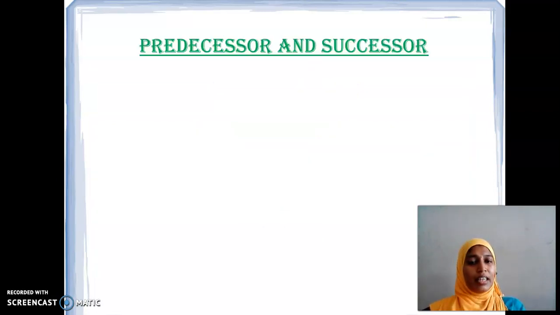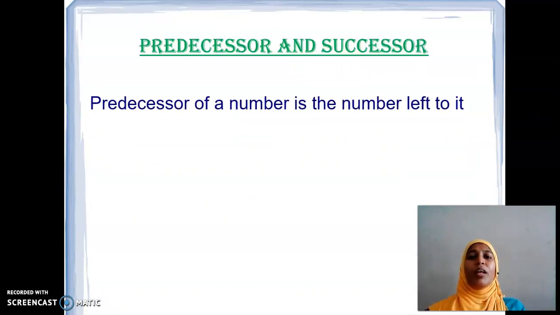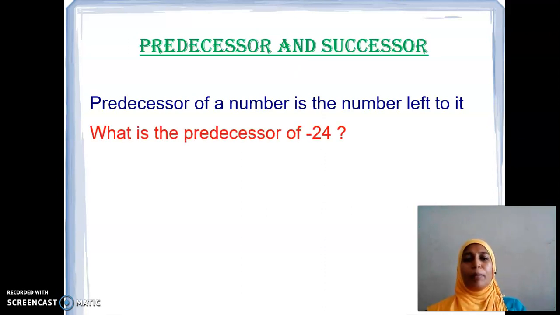Now, let us learn about predecessor and successor. Predecessor of a number is the number left to it. Now here is a question for you, my dear children. What is the predecessor of minus 24? What lies left to minus 24? Think about left to minus 24. Yes, you are right. The answer is minus 25.